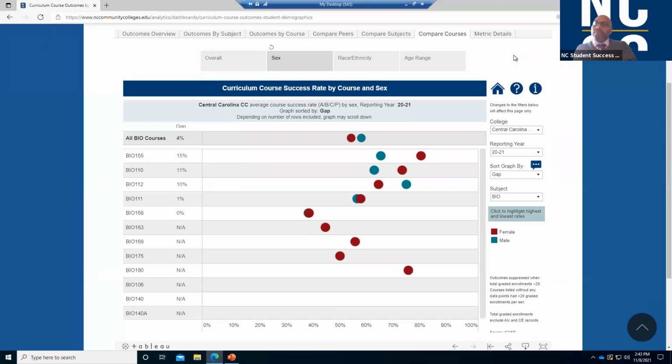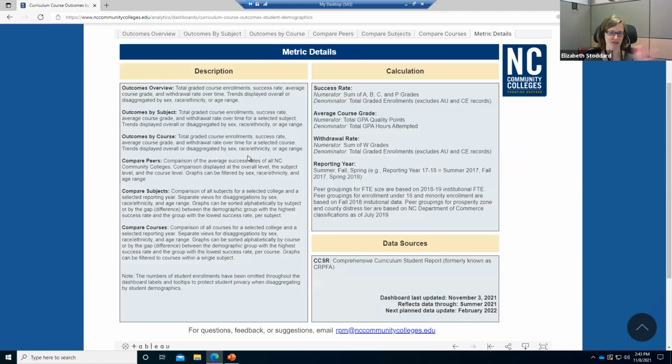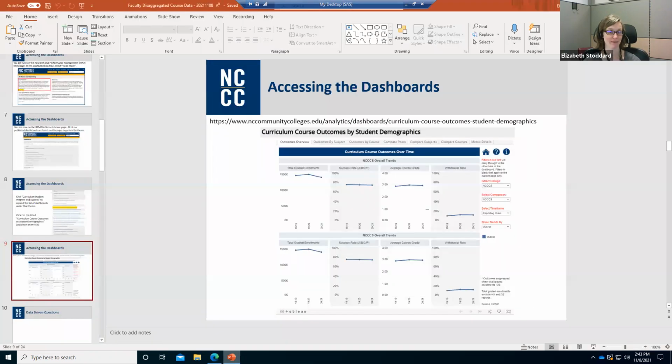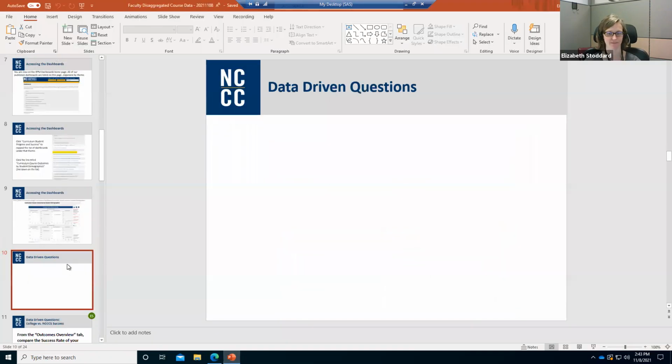So I know that was a lot. That's the end of the dashboard overview. This last page is just our metric details page, where we explain what you can find on the dashboard, which I just did. Before I move on to the next part, does anyone have any questions that I can answer real quick? No? Okay. All right. Well, feel free to type them in the chat or to unmute if you have anything.